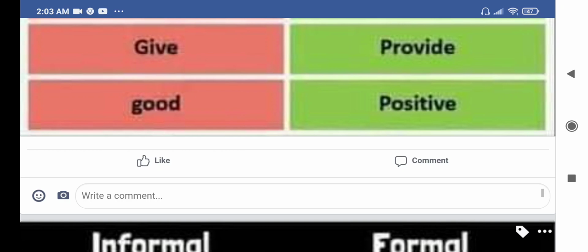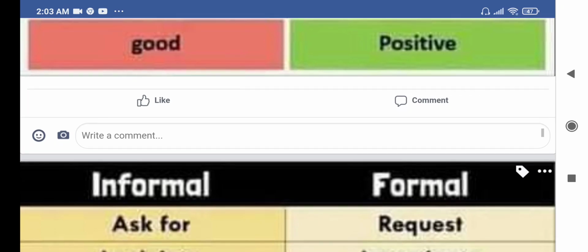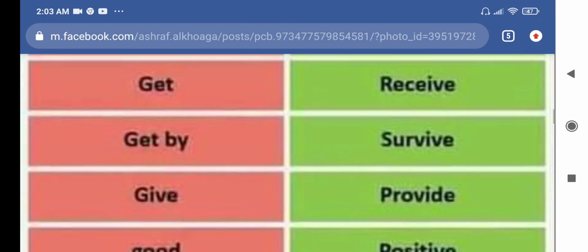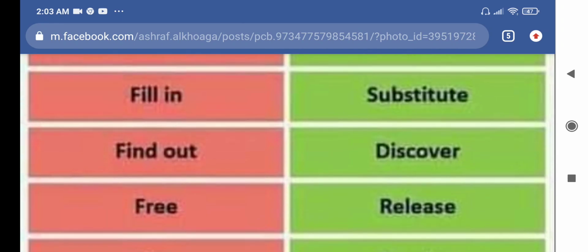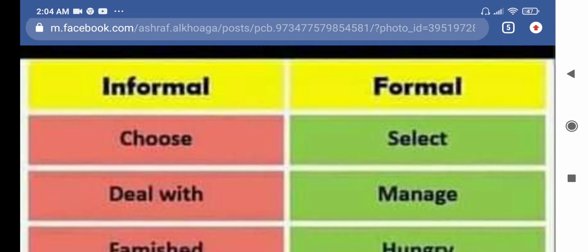Good, positive. Okay, what is their attitude about flood in this area? What is the authorities' attitude about the flood or any disaster in this area? In an informal setting you can say, oh, they are very good. Okay, that's good. But in a formal setting you say, yes, the authority is very much positive. So I have got the difference between informal and formal words, how they are used in our day-to-day life.